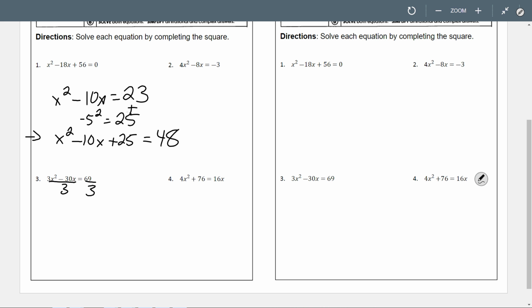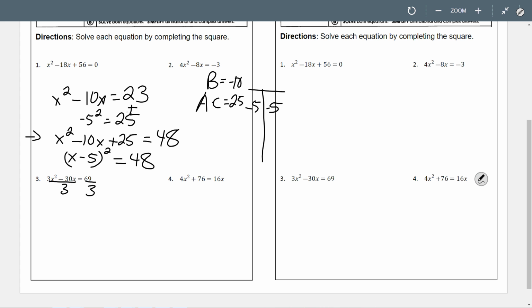And again, I can do it the long way just to show you. b is negative 10. a times c is 25. So what two numbers multiply to be 25 and add up to be negative 10? 5 and 5. How do we get those to add up to be negative 10? Just like number one, make them both negative. So that'd be x minus 5 squared equals 48. All I did was factor this and got the perfect square trinomial to be x minus 5 squared equals 48.